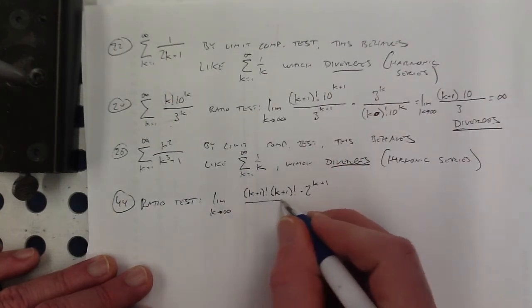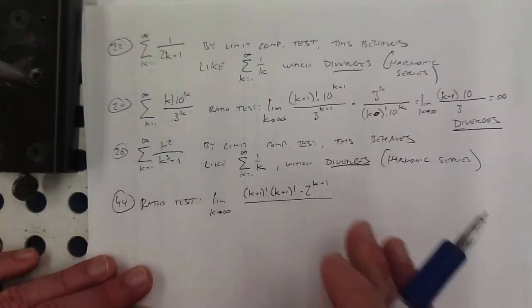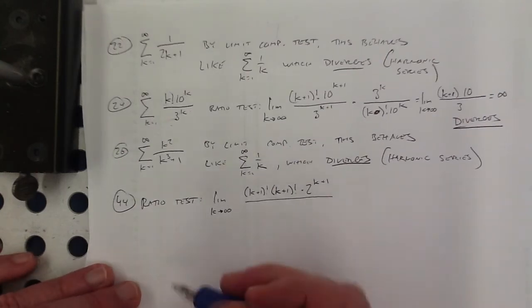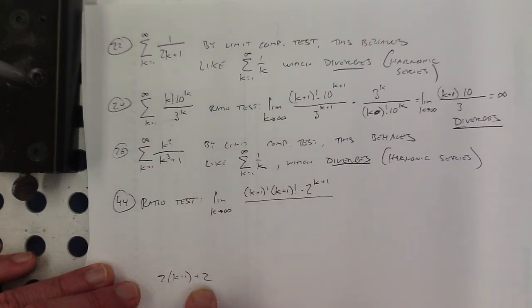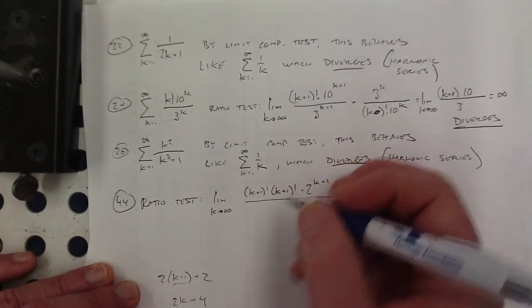And then, okay, so what about this 2k plus 1? What happens when you plug in k plus 1, right? That's like 2 times k plus 1, so when you bump that up, that's going to give me 2k plus 2 plus 2. So that's important.